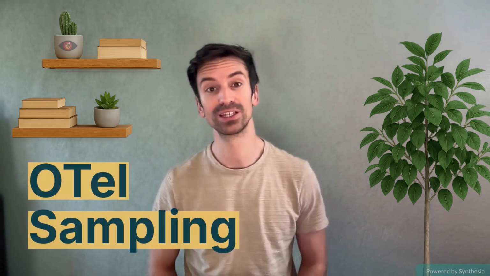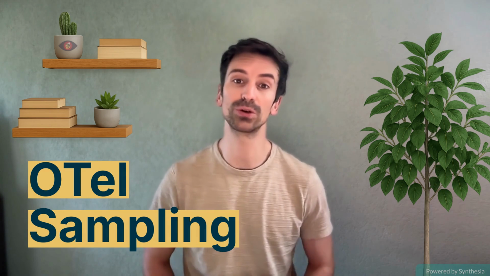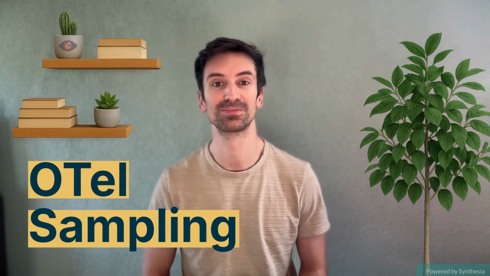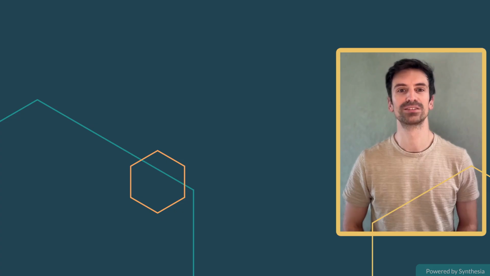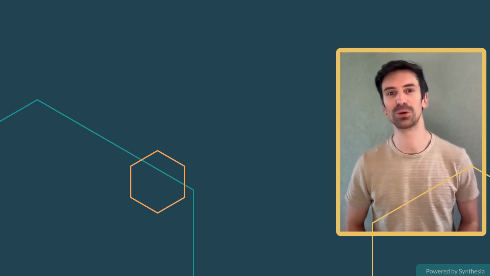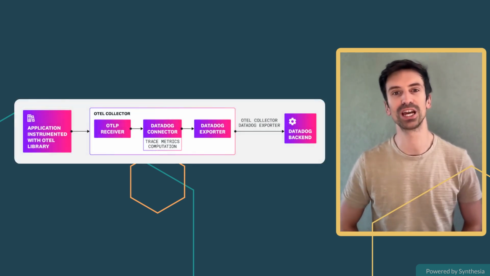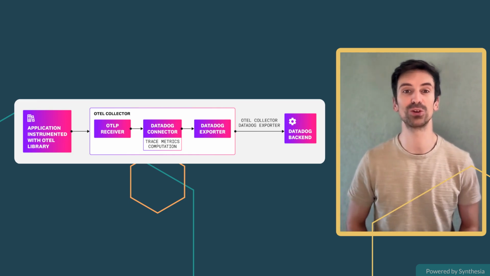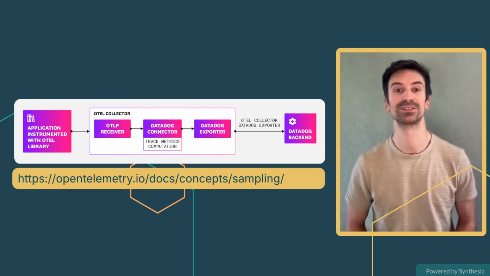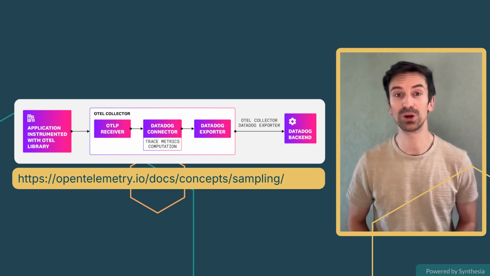Of course, the picture wouldn't be complete without mentioning OTel sampling. In this section, we'll quickly walk through how to set it up. So how does it work in practice? Depending on your OTel setup, you have two options. The first is to use the OTel collector with the Datadog exporter. In this case, you'll likely rely on probabilistic sampling, or the tail-based sampling approach we covered earlier.